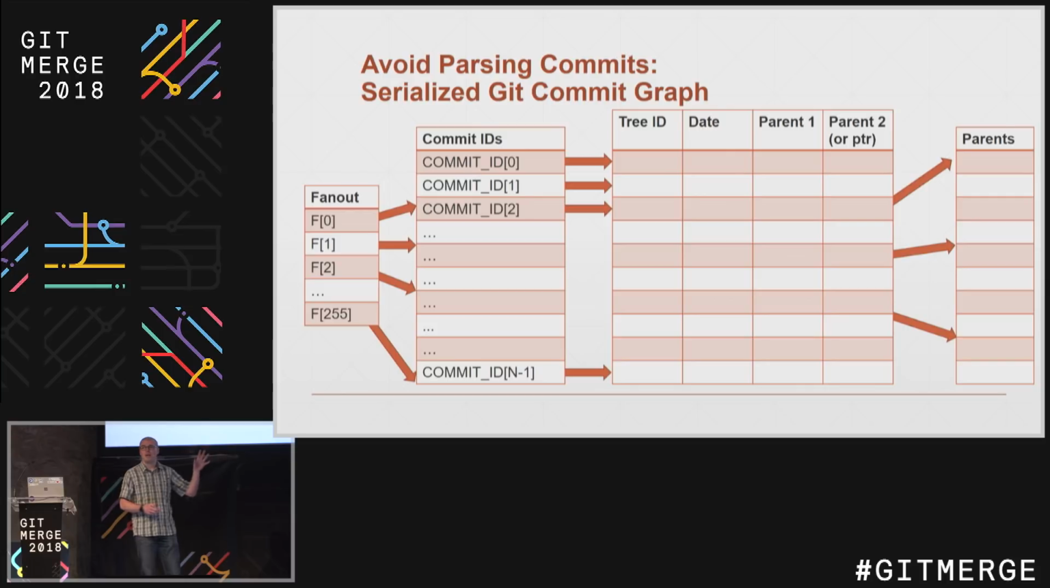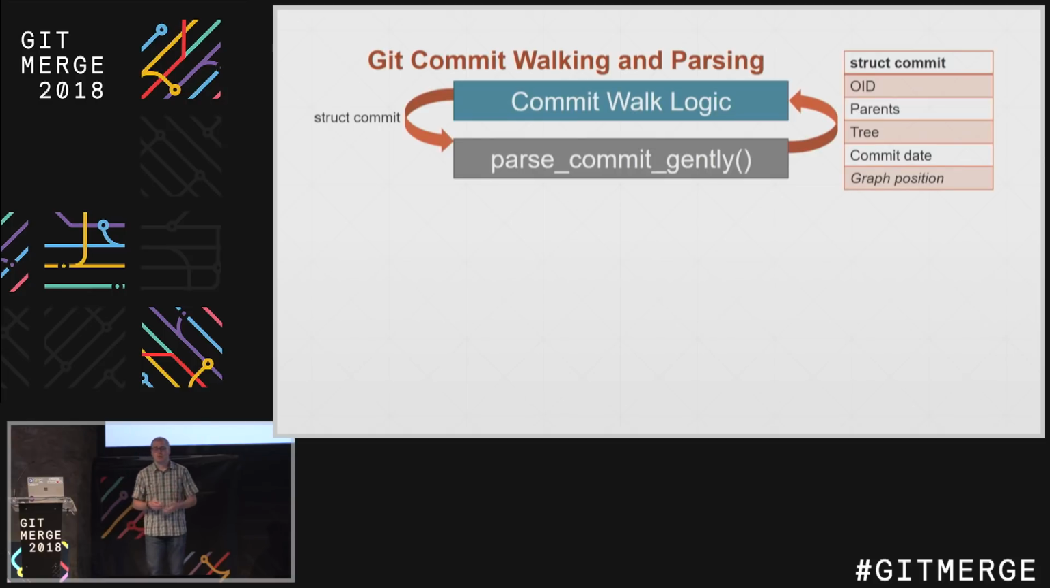So you can just go to this file and very quickly navigate into the file and then pull out this information, and then you can bring it back. And at no point do you have to do any decompression with zlib or something. So now we can modify this parse commit gently, and one additional thing we're going to return is a graph position in my struct commit. And that's going to be very important in a little bit.